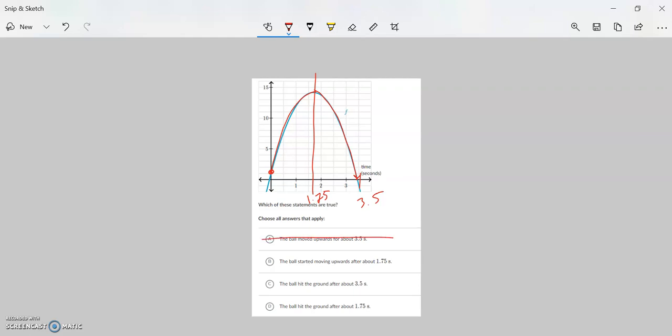The ball moved upwards for about 3.5 seconds. That is not true. The ball started moving upwards for about 1.75 seconds. That is that number, so this one is true. The ball hit the ground after about 3.5 seconds, and that's what we have there as well. Looks like B and C are correct, and D is saying the ball hit the ground after 1.75. We know that's not true. So B and C are correct here.